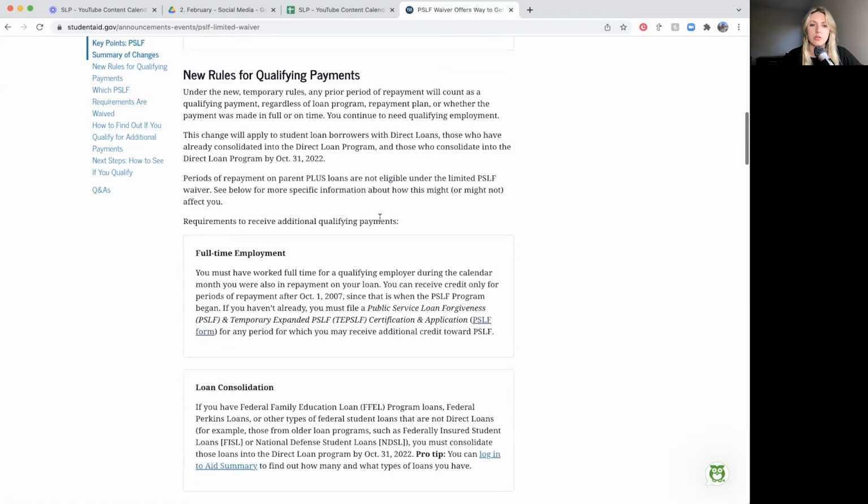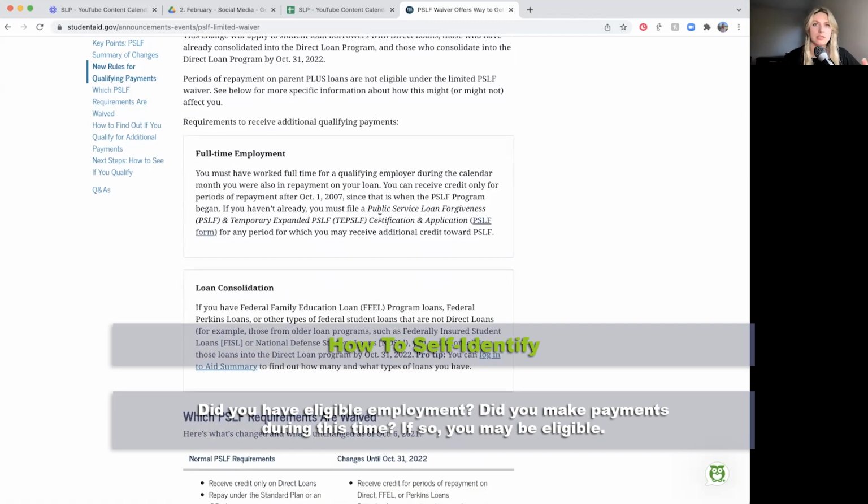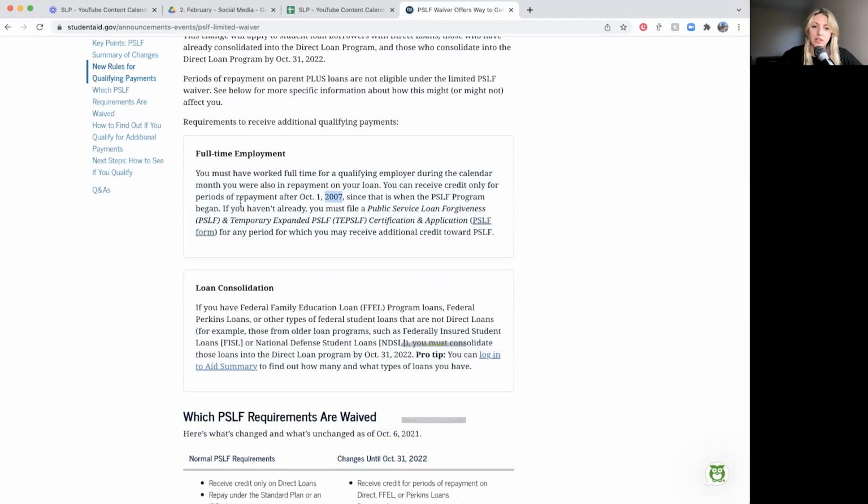So let's go into the next steps. Now, how to self-identify if we're eligible for this, or if we need to be taking advantage of this. Have you historically worked for a public service entity? Think back to as far back as October 1st, 2007, because that's when the PSLF program was enacted. Did you have any eligible full-time employment since then? And did you make payments during that time? If you did, then you could be eligible to go back and claim credit for this PSLF waiver opportunity. And it might put you a little closer to forgiveness than you otherwise thought you were.